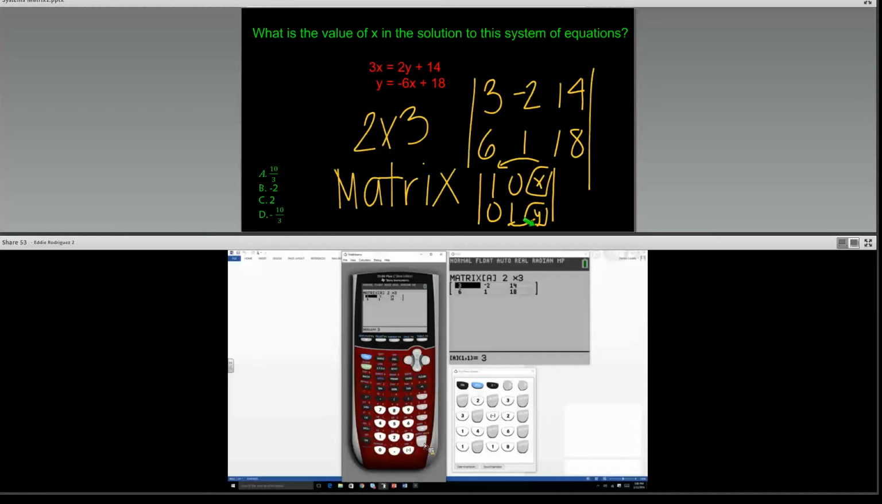So now here we're going to hit second, matrix, and we want the math for us. So we're going to arrow to the right for math. Now, instead of scrolling all the way down, the shortcut is Alpha Apps.